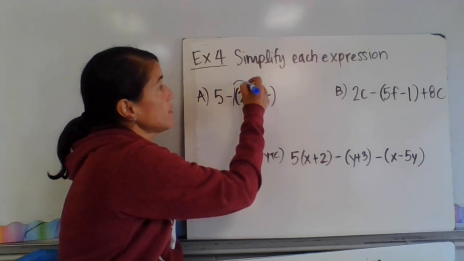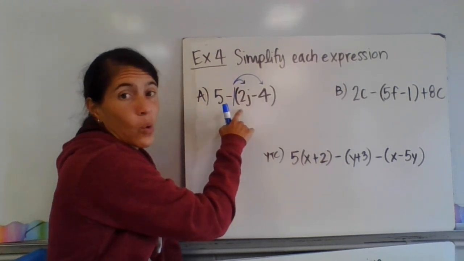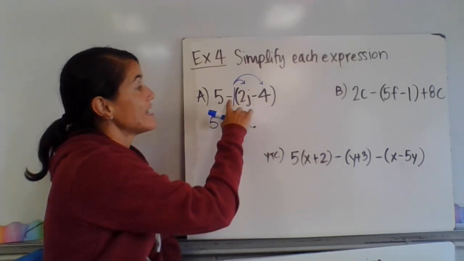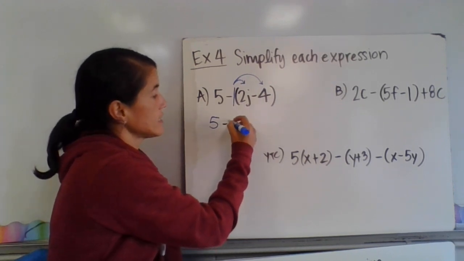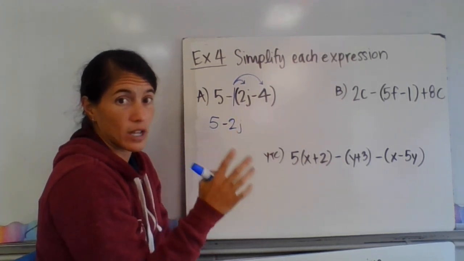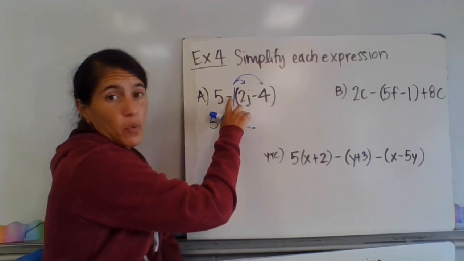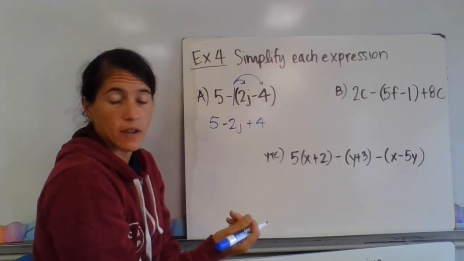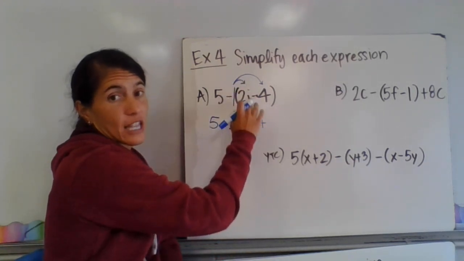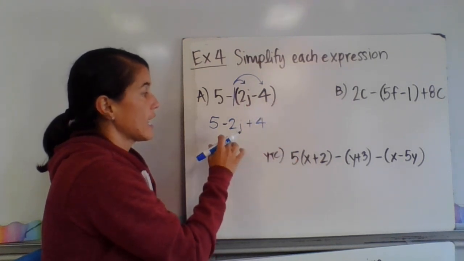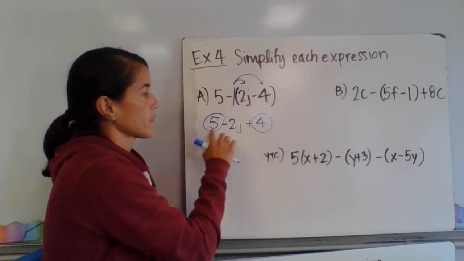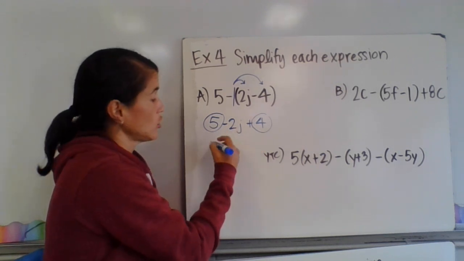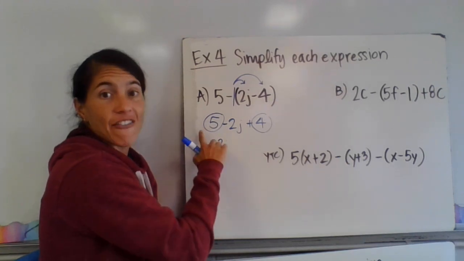So now I can distribute a negative 1 to everything in the parentheses. I'm going to go ahead and bring my 5 down. So negative 1 times 2j is negative 2j, because negative 1 times 2 is negative 2. Negative 1 times negative 4 is a positive 4. So I've distributed a negative 1 to the things in my parentheses, and this is a difference. Now I can combine like terms. I have 5 positives and 4 positives. This minus 2j means that 2j is negative, and 5 plus 4 is 9.